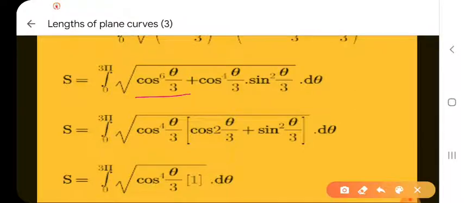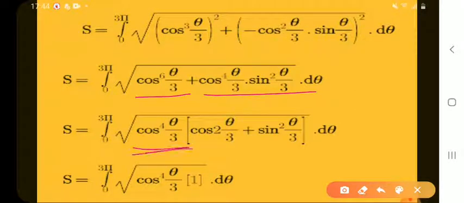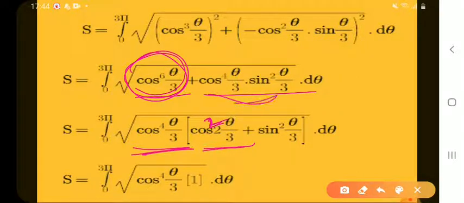Next, here I take common cos^4 θ/3. After taking cos^4 θ/3, what is the remaining term here? In cos^6 θ/3, I take cos^4 θ/3 common, so we have only cos square θ/3. This is cos square. Okay. From these two terms, I take cos^4 θ/3 common. So the remaining term is sin square θ/3. Okay, next.